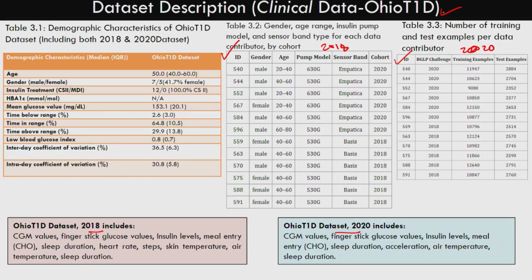Nowadays many other data sets have come up. There is one group in Shanghai which has generated a very large data set. There is also another data set called T1DEXI, or T1DXC I think. T1DXC is also a very large data set which has CGM values, meal information, carbohydrate (CHO) information, as well as physical activity.